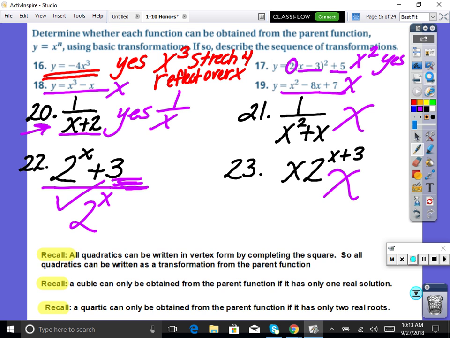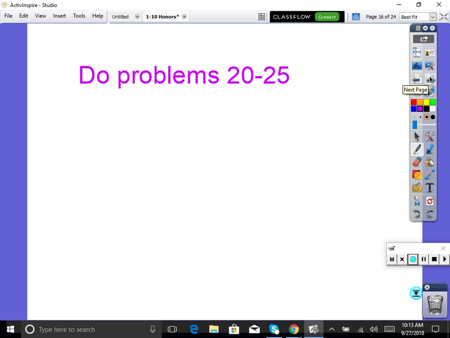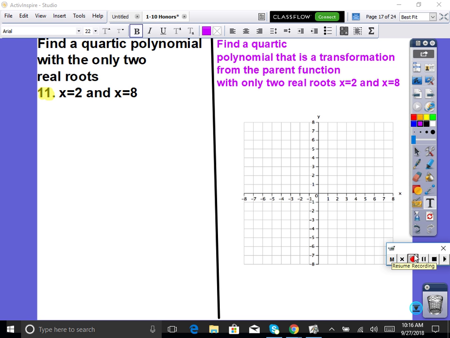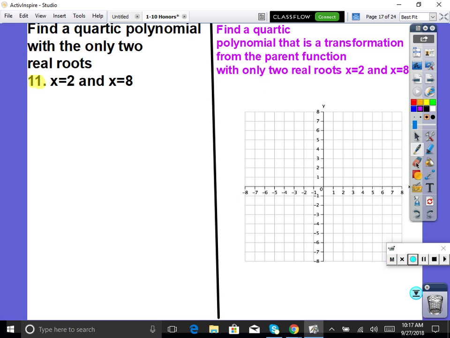So what I want you to do is go to problems 20 to 25 and answer these same types of things. Number 7. There's 2 ways to do this one. There's a way that I call the easy way, where you don't have to really think, and then the harder way, where if our instructions were a little more specific, we'd have to do it this other way. We're going to go over both because I could be more specific on the test. So right here it says, find a quartic. Remember, quartic means degree 4. Find a quartic polynomial with these as the only 2 real roots. So quartic is degree 4, and these can be the only 2 real roots.